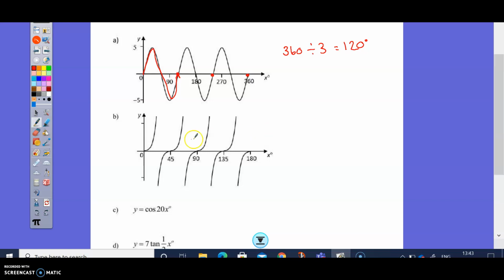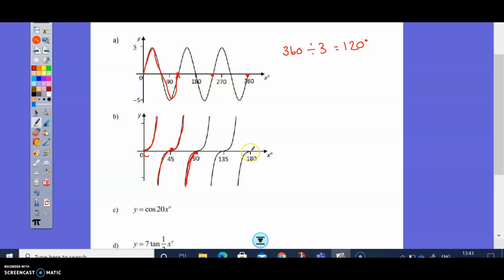Have a look at this one. It starts here, down to there, and it starts repeating itself right here. That's where it starts repeating itself. Now, a normal tan graph looks like that. So you normally have 2 of them in 360. Well, the period of a normal tan graph would be 180 rather than the 360.